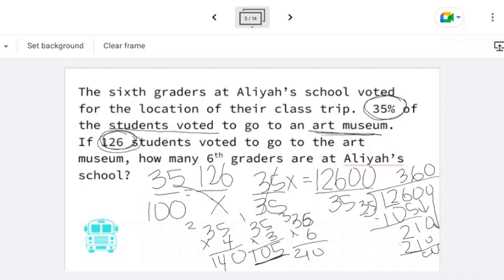So if we look at this, okay, 35% wanted to go to the museum, which was 126 kids. How many did they have all together? They had 360. If we think half of 36 is 18, so half of the students would be 180 students. And we're less than half there. So 360 does seem like a reasonable answer.